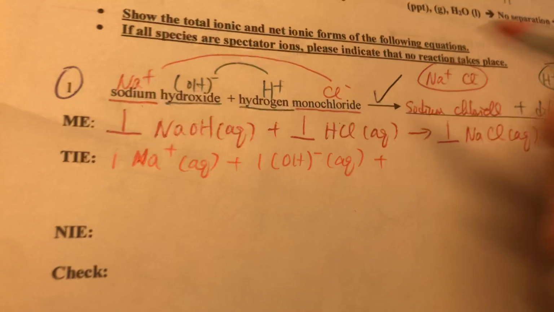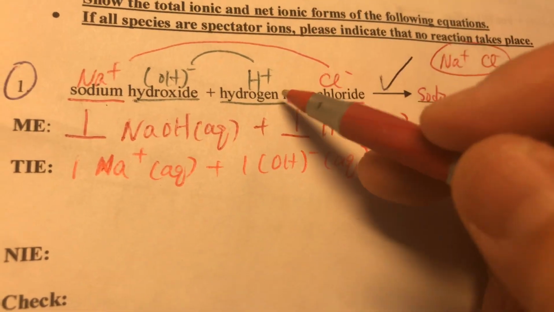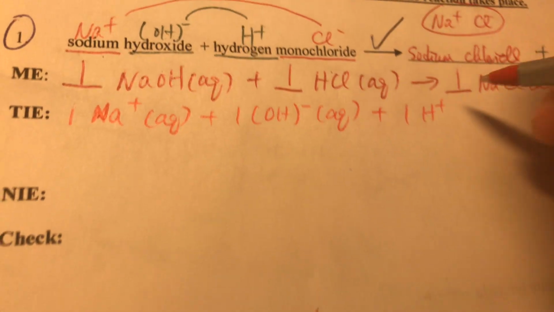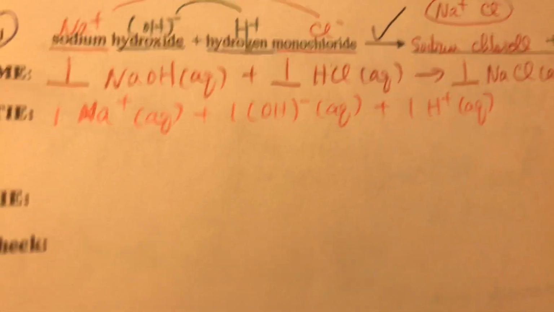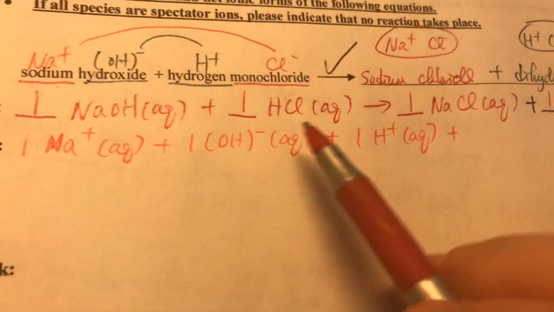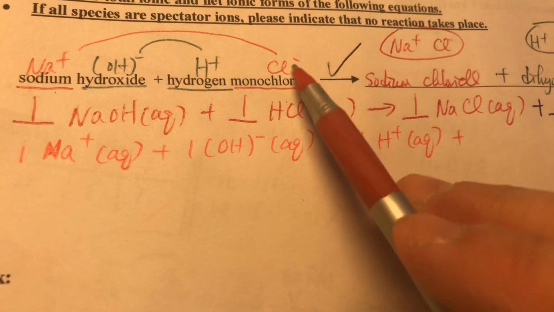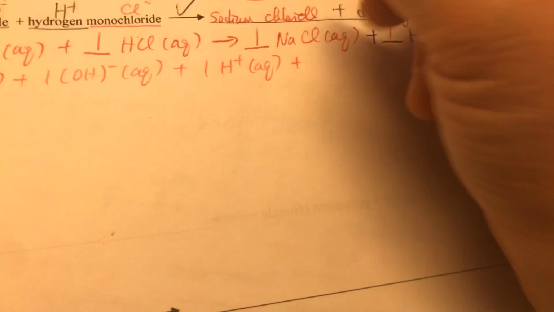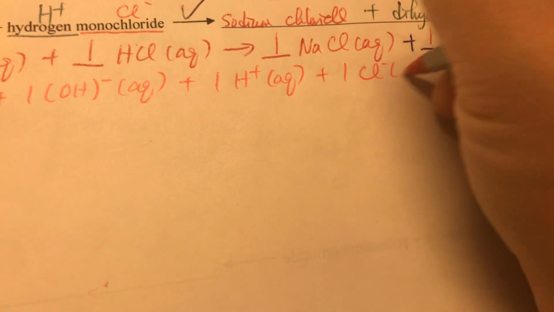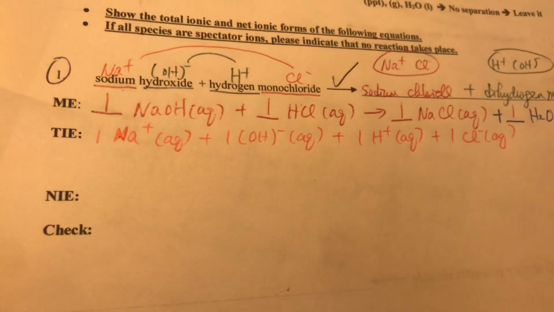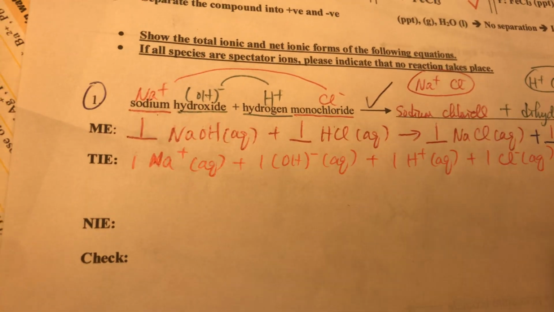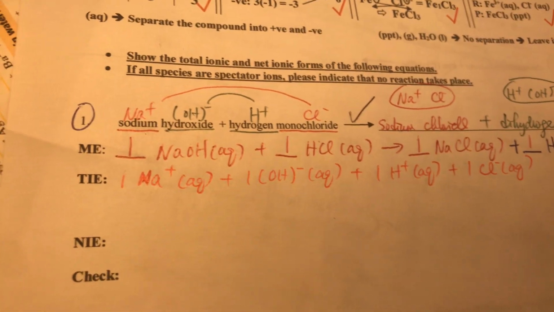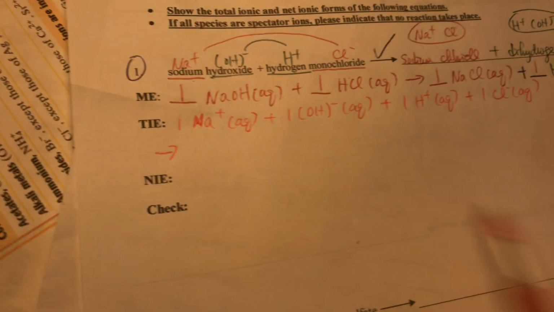Okay, so I got one H. H what? H plus. One H plus aq. And then plus one Cl. Cl what? Cl minus. One Cl minus aq. So what I wrote on the first row is what happened on the left. Now I'm going to move on to the second line, which is anything on the right-hand side of the equation with the arrow.